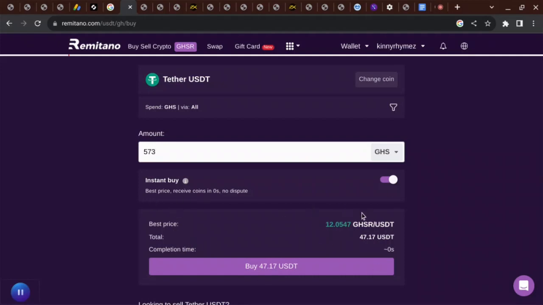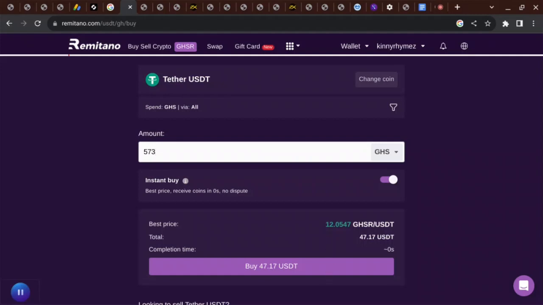It means that right now I'm not buying the USDT at 12.17. I'm buying the USDT at their best rate, which is 12.05. That means I'm buying the USDT at 12 Ghana cedis. So if I'm spending 573, I'll be getting 47.17. You see that. Then I'll click on buy now, but I'm not buying it now.